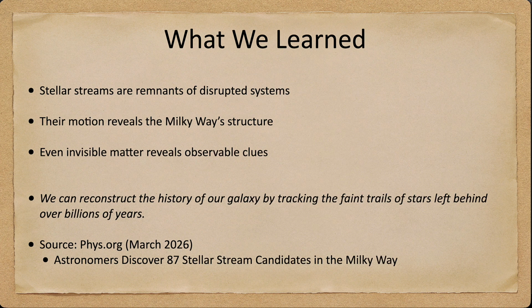We cannot watch the Milky Way form in real time, but the stars it contains carry a record of its past. By tracing their motion, we can uncover the hidden structures that reveal how our galaxy came to be. Not by observing the past directly, but by interpreting the patterns that remain.